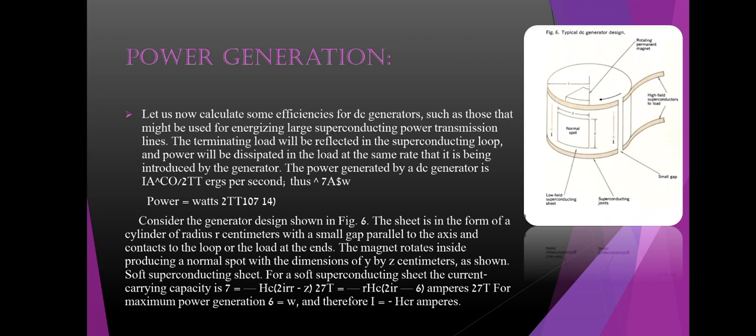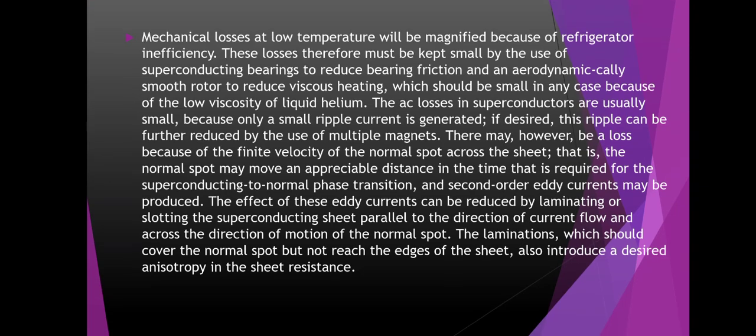Let us now calculate some efficiencies for DC generators, such as those that might be used for energizing large superconducting power transmission lines. Mechanical losses at low temperature will be magnified because of refrigerator inefficiency. These losses therefore must be kept small by the use of superconducting bearings to reduce bearing friction, and an aerodynamically smooth rotor to reduce viscous heating, which should be small in any case because of the low viscosity of liquid helium. The AC losses of superconductors are usually small because only a small ripple current is generated. If desired, this ripple can be further reduced by the use of multiple magnets.